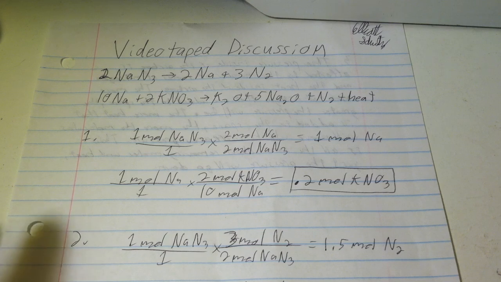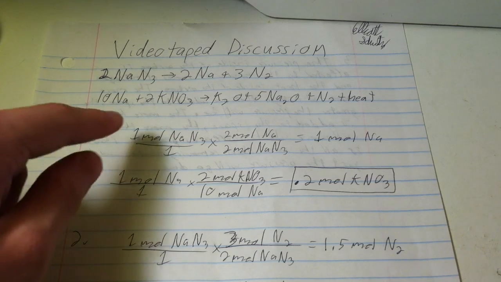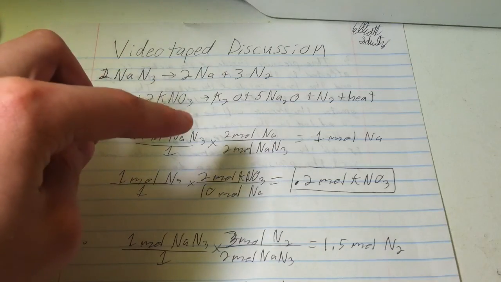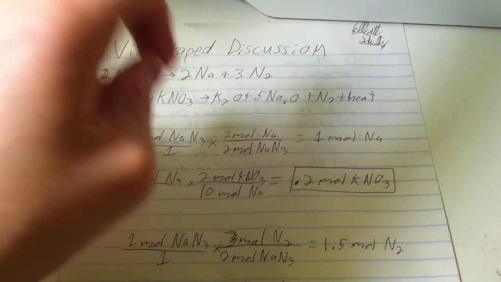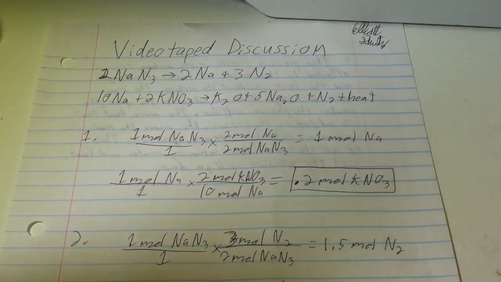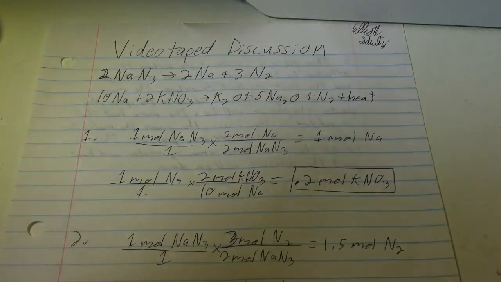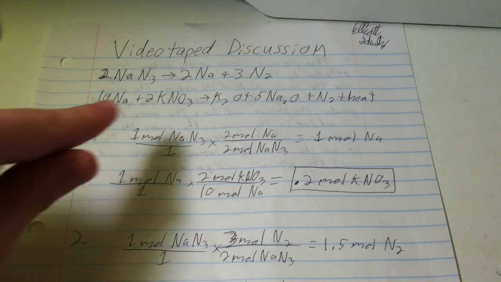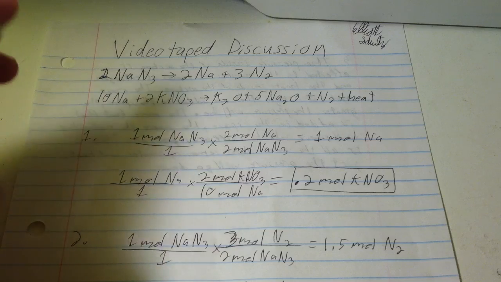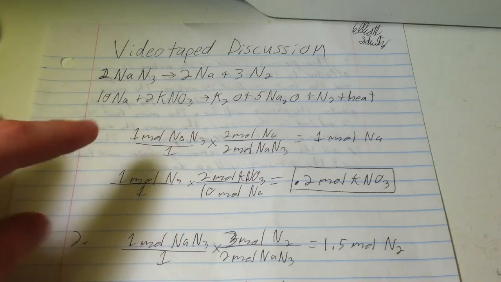So the first thing you're going to do is set up a mole ratio to find out how many moles of Na will be produced if 1 mole of NaN3 decomposes. So 1 mole of NaN3 times 2 moles of Na over 2 moles of NaN3 gives you 1 mole of Na as your reactant. Now you're going to put that into another mole ratio to find out how much KNO3 is needed to completely decompose that.